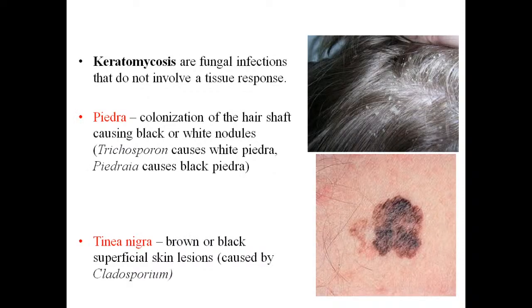Let's look here. Piedra. It may be a white piedra or a black piedra. It is colonization of the hair shaft causing black or white nodules. And which species causes it? Trichosporon causes white piedra with white nodules. Piedraia causes black piedra. And in this photo you can see clinical manifestation of tinea nigra that is characterized by brown or black superficial skin lesions caused by Cladosporium.